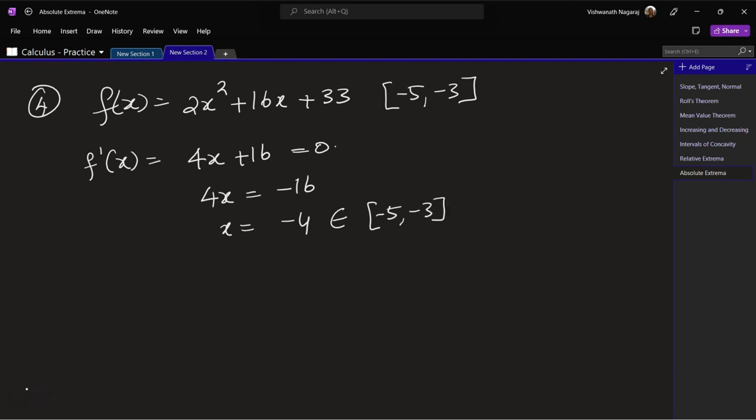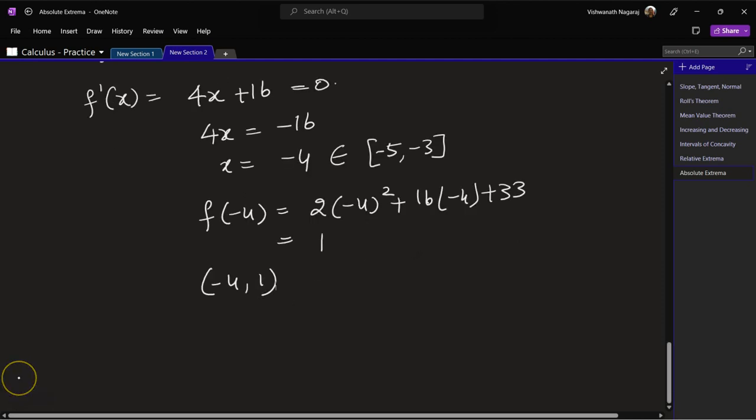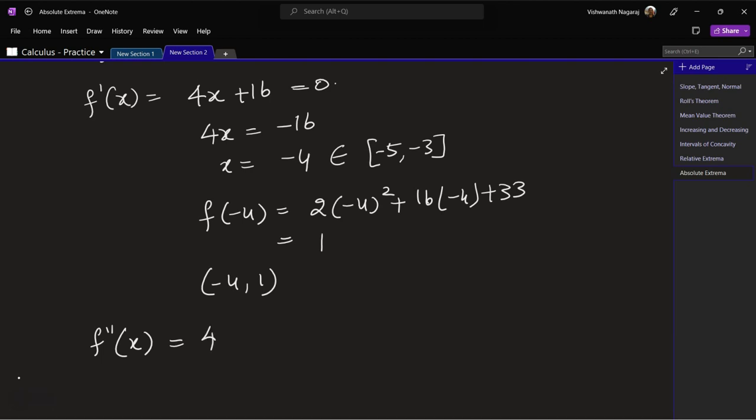Okay. So f of minus 4 will be 2 times minus 4 square plus 16 times minus 4 plus 33. When you evaluate it, you get 1. So, minus 4 comma 1 is going to be either maxima or minima. To figure out which one, let's take the derivative once more. So, 4x plus 16, if we differentiate it, we get 4, which is positive. Since it is positive, this is going to be absolute minima.